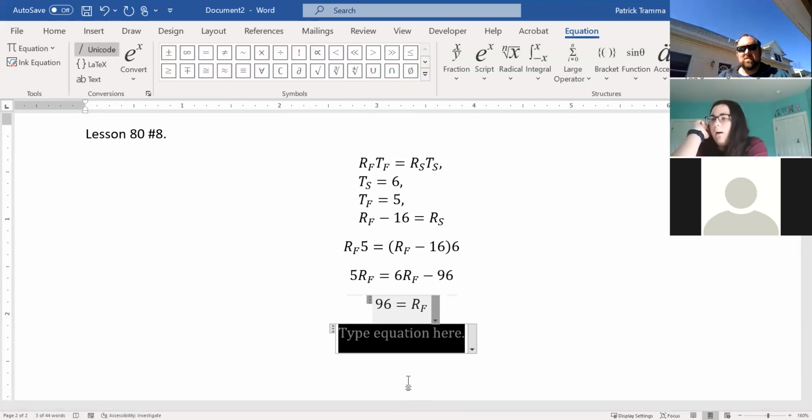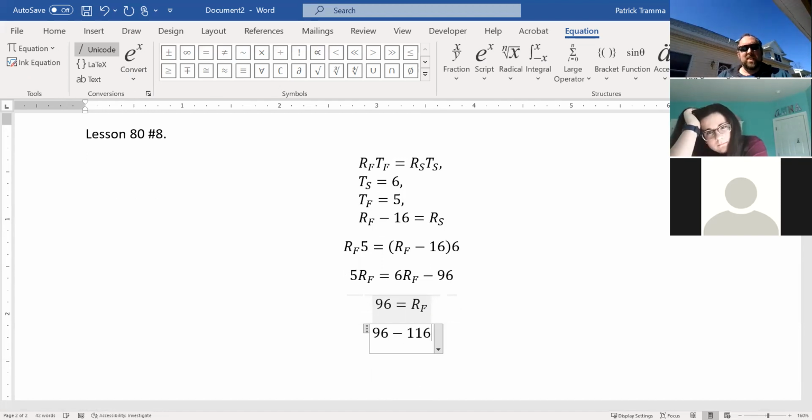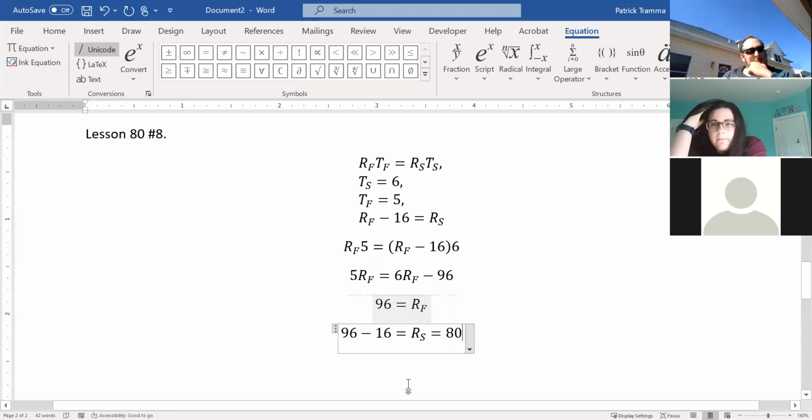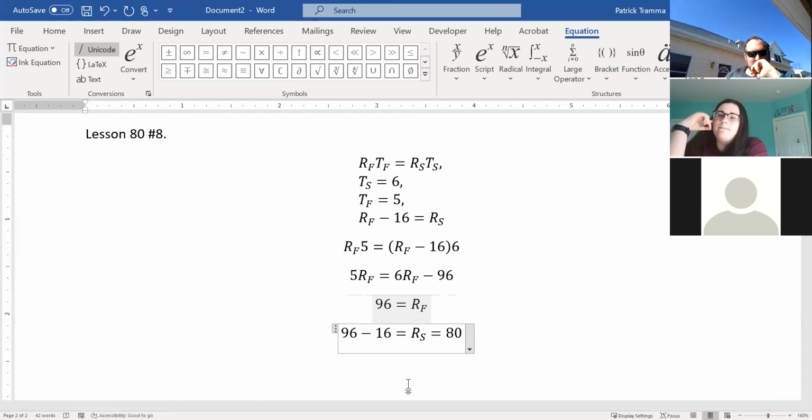So now the last part that we need to find is R sub S. So what is R sub S equal to? So 96 minus 16 equals R sub S. What is 96 minus 16? 80. Yeah, exactly. So now we found all the variables.